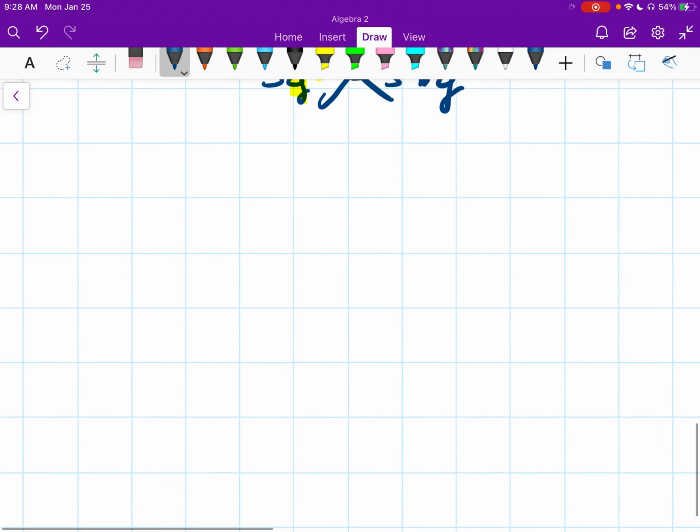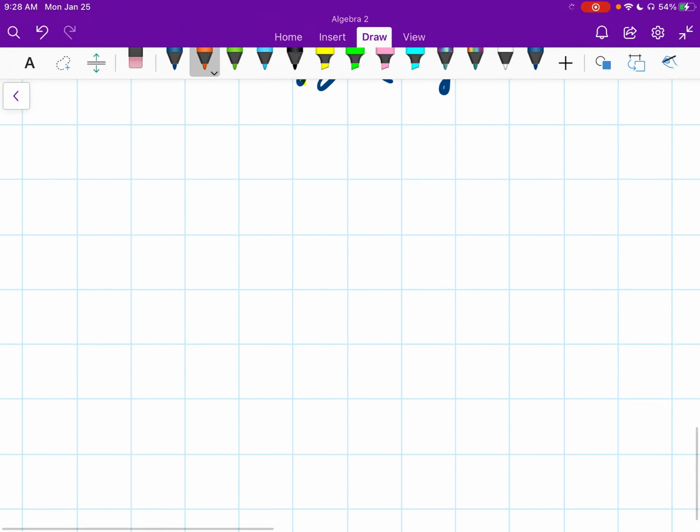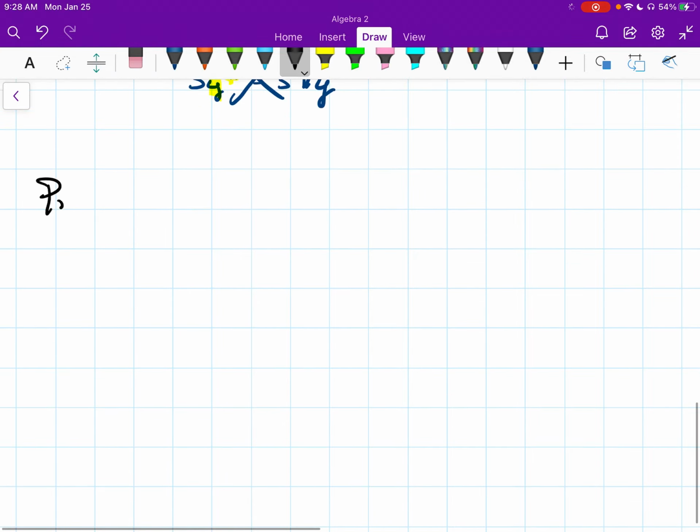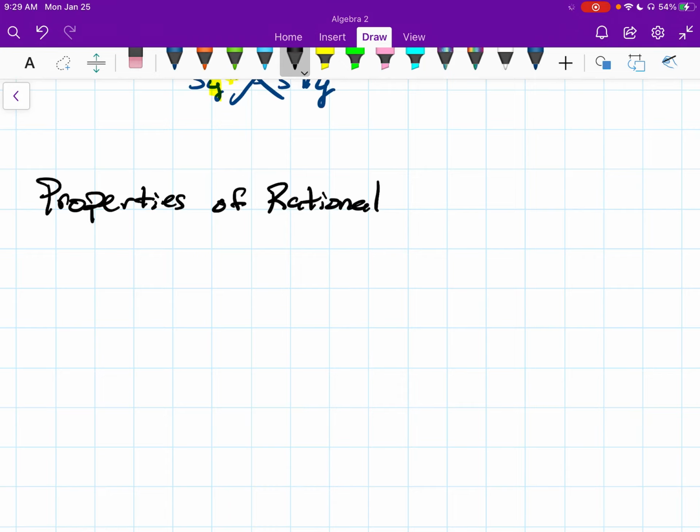All right, next up, we're going to have a bunch of properties of rational exponents.